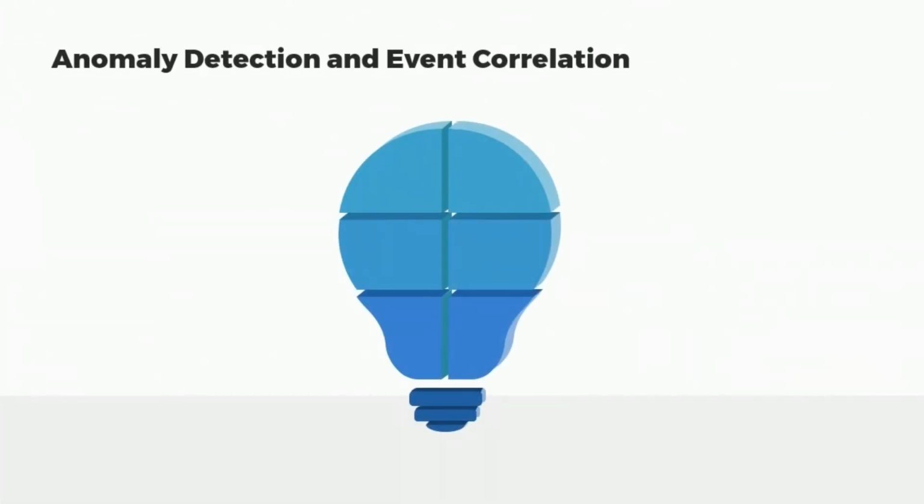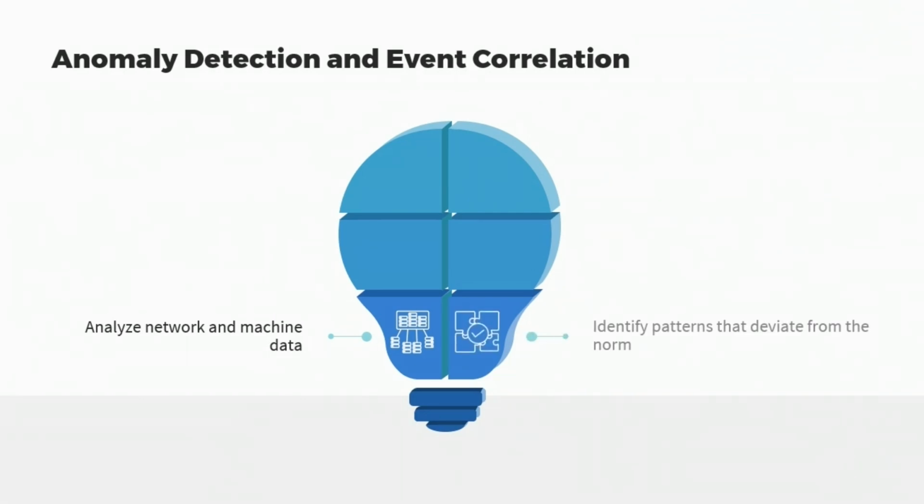Anomaly detection and event correlation are critical components of AIOps that enable proactive issue identification and resolution. For example, AIOps analyzes data from various sources, including network traffic, system logs, and machine telemetry, to identify patterns and anomalies. And using machine learning algorithms, AIOps can identify deviations from normal behavior, signaling potential issues or threats.